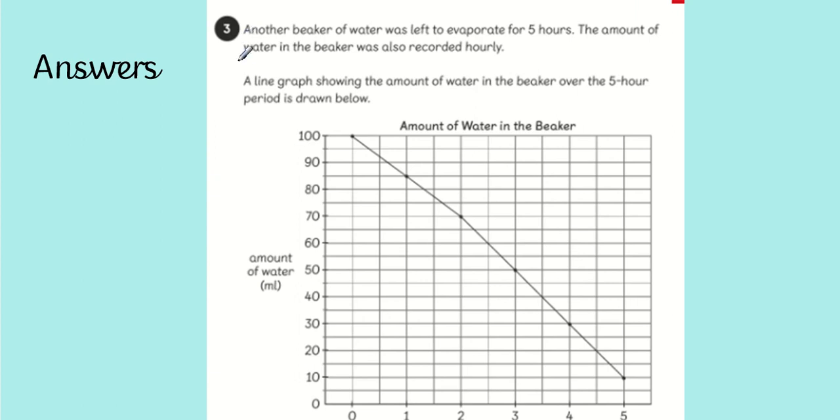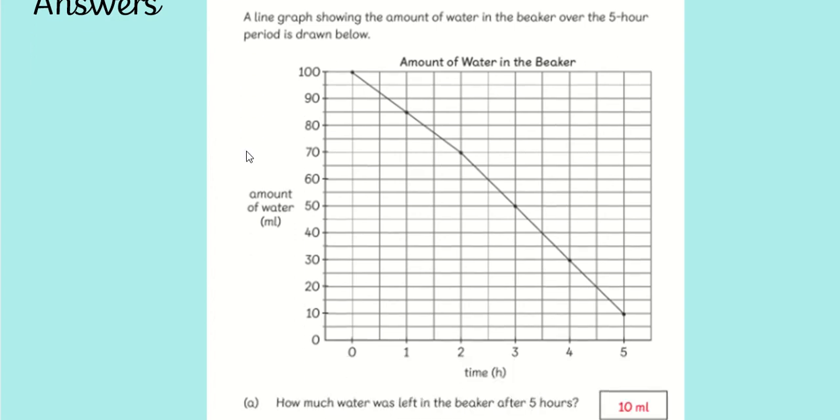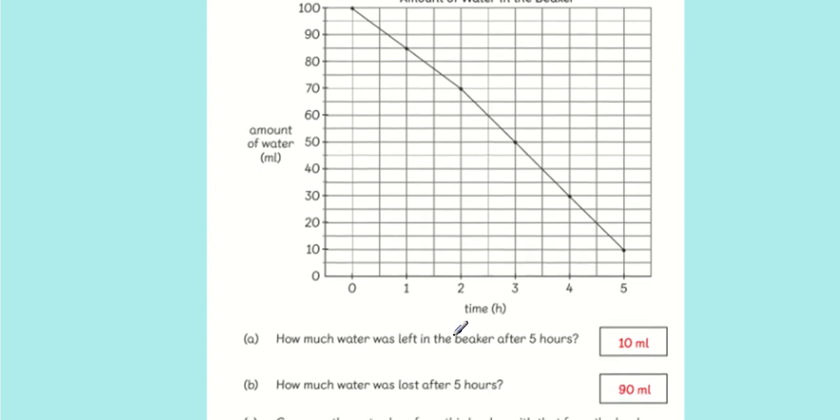Question 3 then. Another beaker of water was left to evaporate for 5 hours. The amount of water in the beaker was also recorded hourly. And this is the line graph for this different beaker of water. So, first question then, how much water was left in the beaker after 5 hours? So I need to use my time axis. I need to find 5 hours, go up to where the line intersects, go along, and I get to 10 millilitres of water.